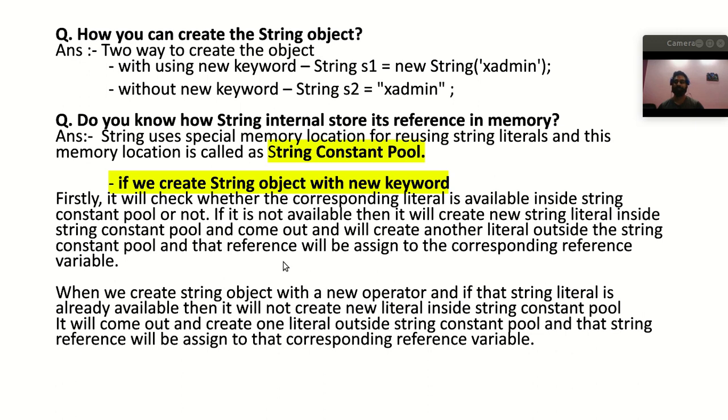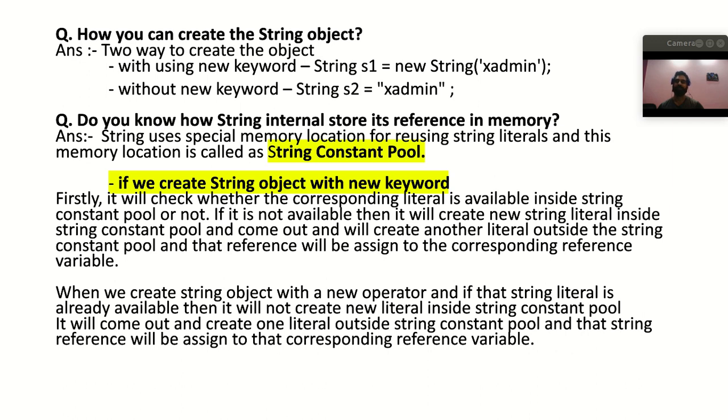Now the situation: if that literal is already present inside the string constant pool and we try to create the object with a new keyword, what happens? When we create a string object with the new operator and that string literal is already available, it will not create a new literal inside the string constant pool. It will come out and create one object outside the string constant pool, and that string reference will be assigned to the corresponding reference variable.